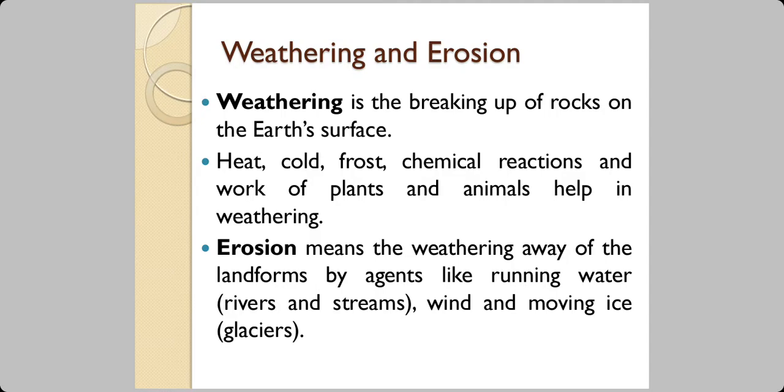Now, erosion means a little bit different. It means the wearing away of the landforms by agents like water, wind, and moving ice. So this chapter is mainly about erosion, and we are going to see erosion because of running water, that is in rivers and streams, wind, as you know very well, and moving ice, which is known as glacier.